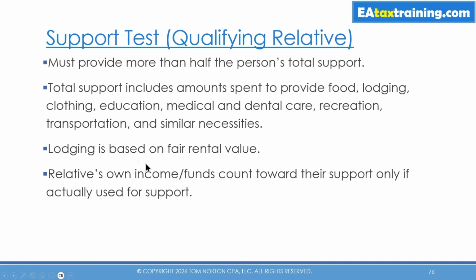Lodging is based on fair rental value. So what would that person have to pay in order to get similar lodging? You can use that fair market value when you're deciding how much support you provide. And the relative's own income or funds count toward their support only if they actually use it for their support. So if they've got $100,000 in the bank, but it just sits there and they don't use it for their own support, then you don't have to count that towards their own support.